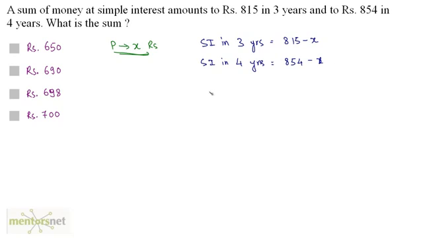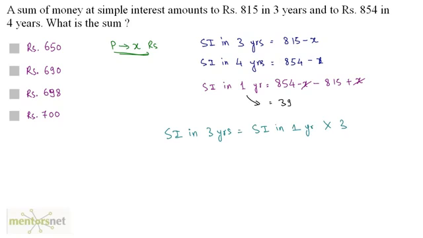Now we can calculate the simple interest in 1 year, and that will be equal to the simple interest in 4 years minus the simple interest in 3 years. So 854 minus X minus 815 minus X. So that will become 815 plus X. So X gets cancelled out. What we have is the simple interest in 1 year, that's 854 minus 815, and that will be equal to 39. And this is the simple interest obtained in 1 year.